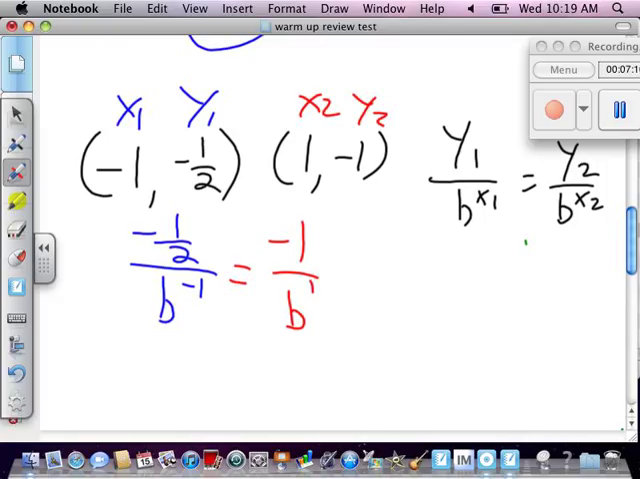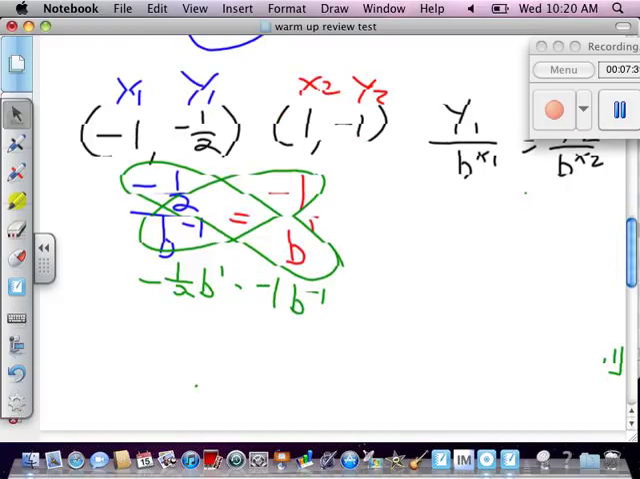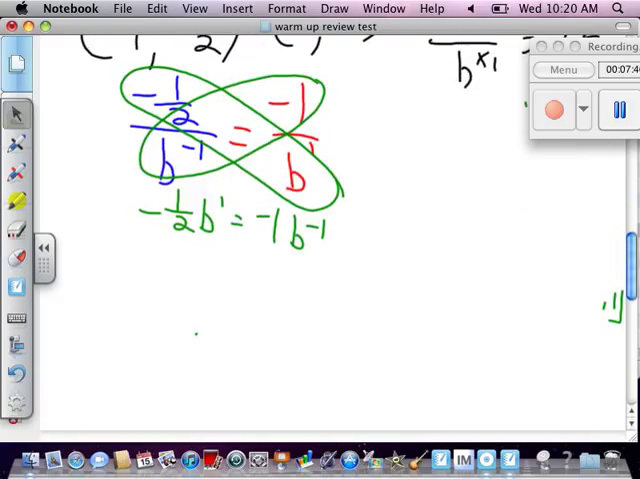So we skipped all the way down to number 4. So this skips 1, 2, 3, and we're all the way down to 4. So now I'm going to cross multiply. -1/2 b to the first equals -1 b to the negative first. Now I'm going to do what? Divide by b to the negative 1.